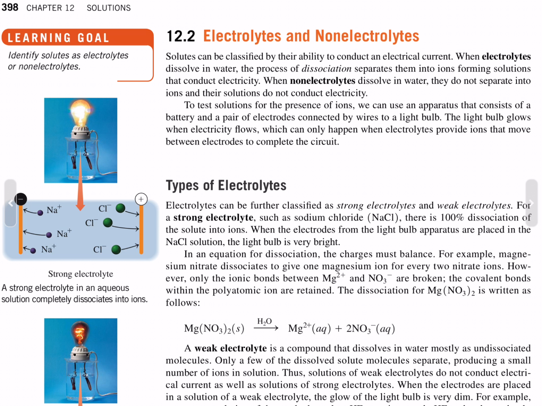For example, magnesium nitrate dissociates to give 1 magnesium ion for every 2 nitrate ions. However, only the ionic bonds between magnesium and nitrate are broken. The covalent bonds within the polyatomic ion are retained. The dissociation for magnesium nitrate is written as follows. Magnesium nitrate, in the presence of water, dissociates into magnesium ions and 2 nitrate ions.